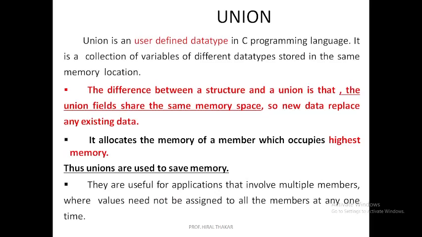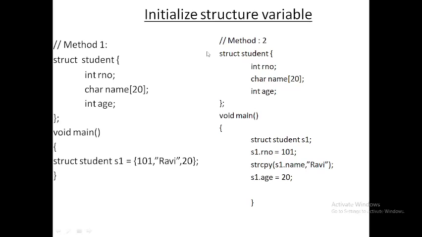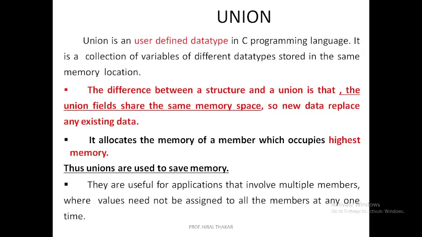Union is also one of the user defined data types, just like the structure. Do you remember we have done this example in our last class? Let us continue with union. It's a user defined data type, but this is important. What is the difference? Structure is also a user defined data type, but what is the difference? Union is used to save the memory.